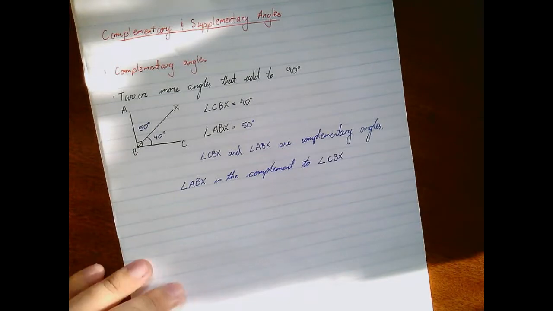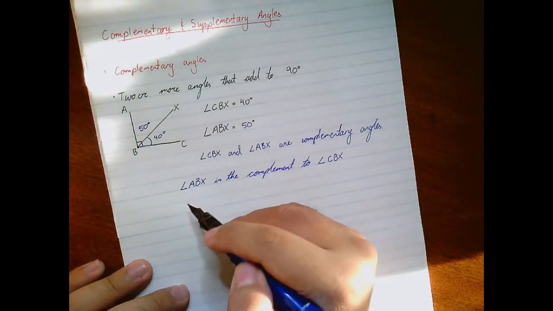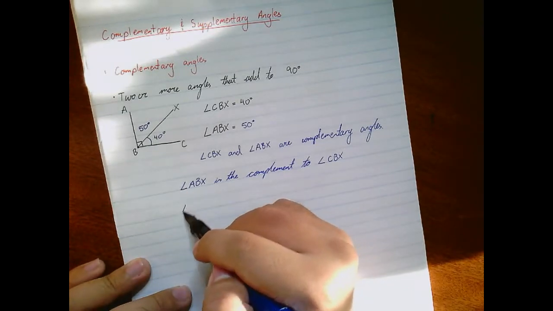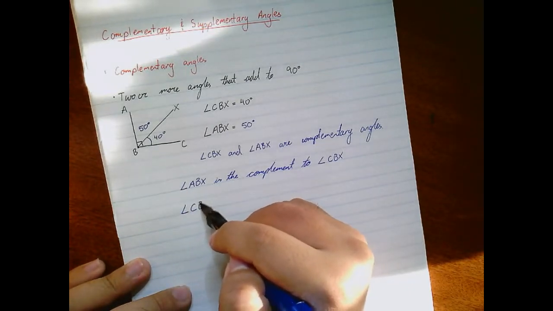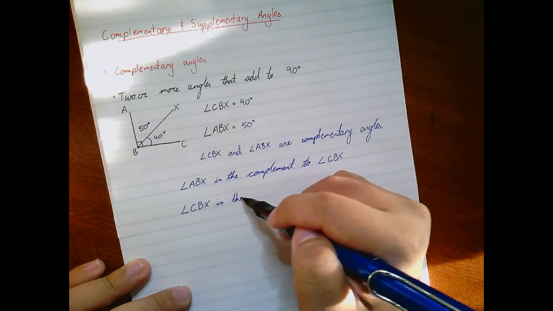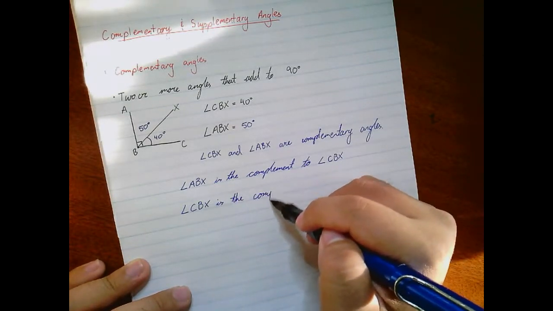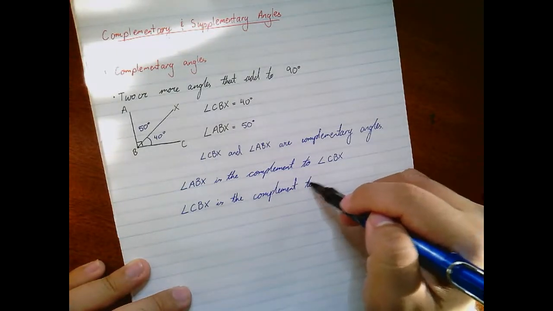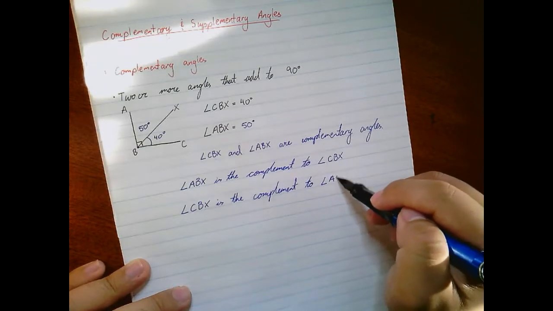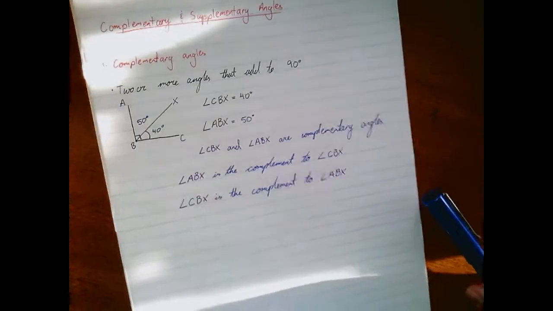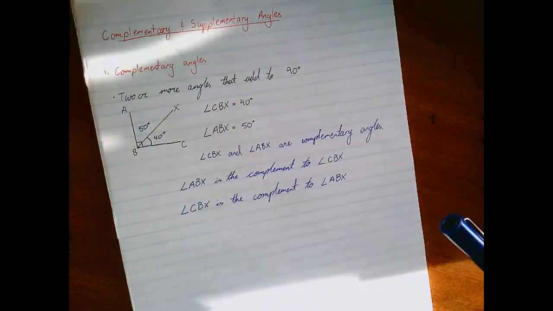We could also say the opposite of this, or vice versa. You could say also that angle CBX is the complement to angle ABX.